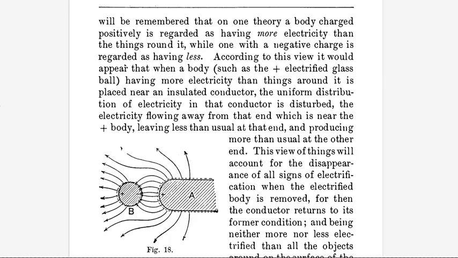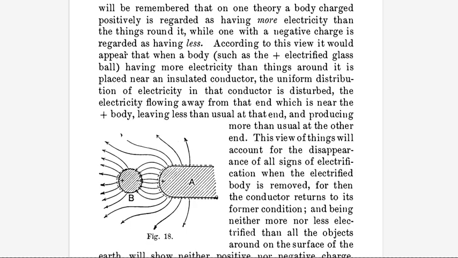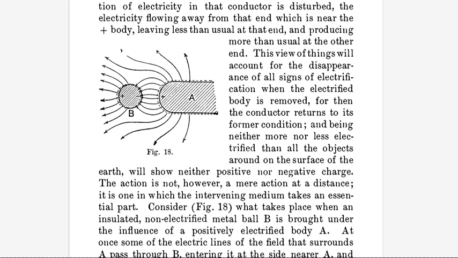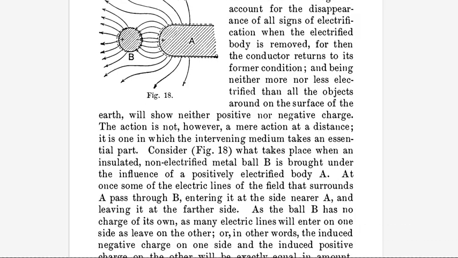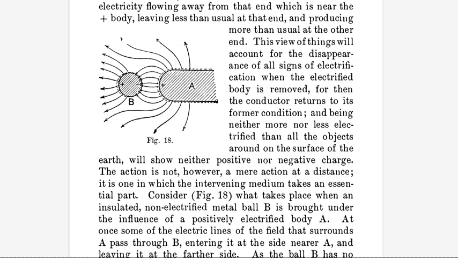According to this view, it would appear that when a body, such as the plus electrified glass ball, having more electricity than things around it is placed near an insulated conductor, the uniform distribution of electricity in that conductor is disturbed, the electricity flowing away from that end which is near the plus body, leaving less than usual at that end, and producing more than usual at the other end. This view of things will account for the disappearance of all signs of electrification when the electrified body is removed, for then the conductor returns to its former condition, and being neither more nor less electrified than all the objects around on the surface of the earth, will show neither positive nor negative charge.